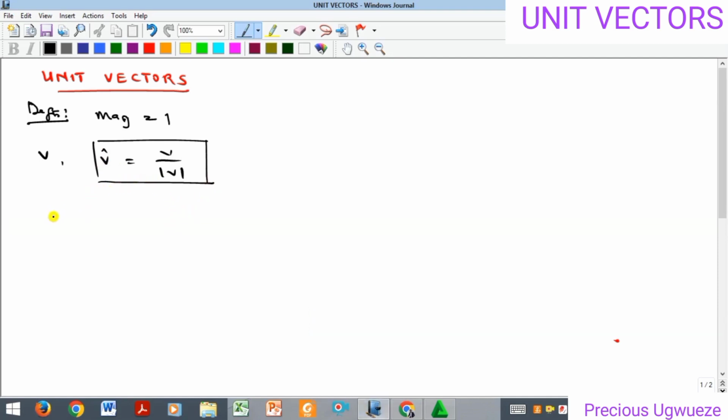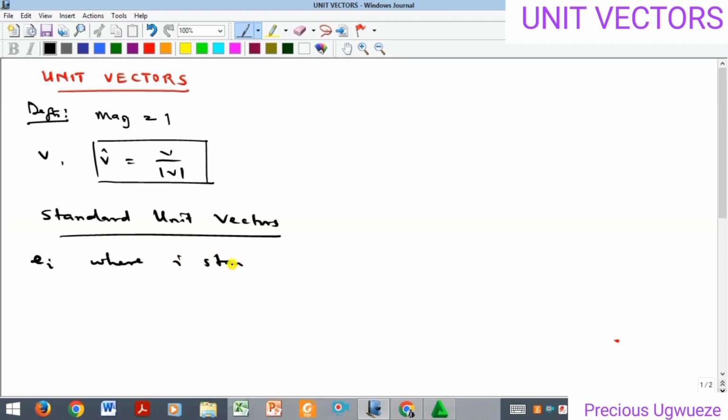Before then, we're going to look at what we call standard unit vectors. So what are standard unit vectors? These are unit vectors written in component form, and they are vectors with only one non-zero component. They are denoted by e_i, where i stands for the component that is non-zero.